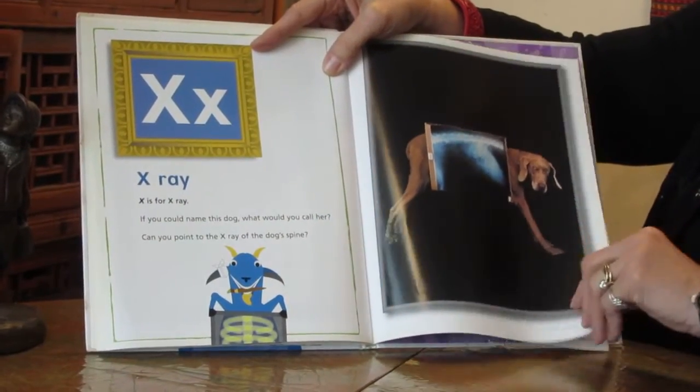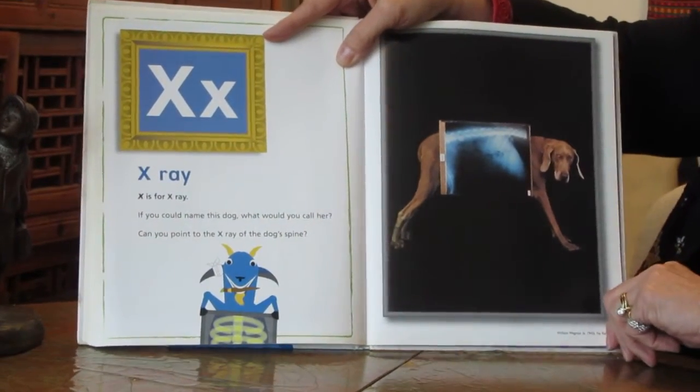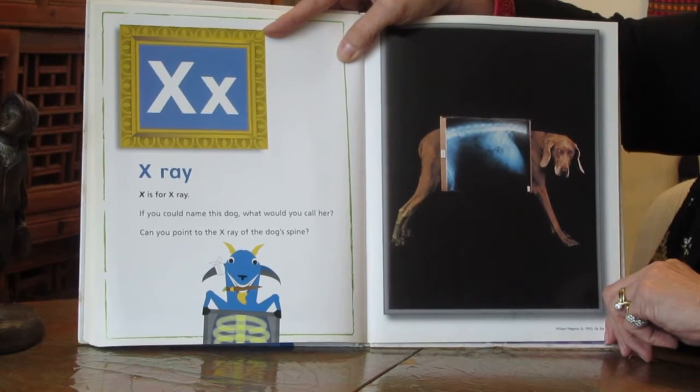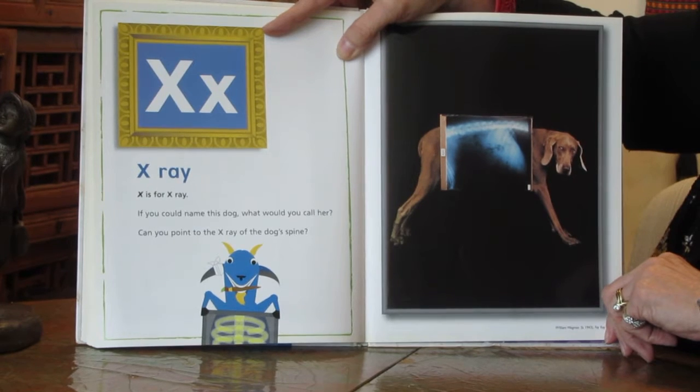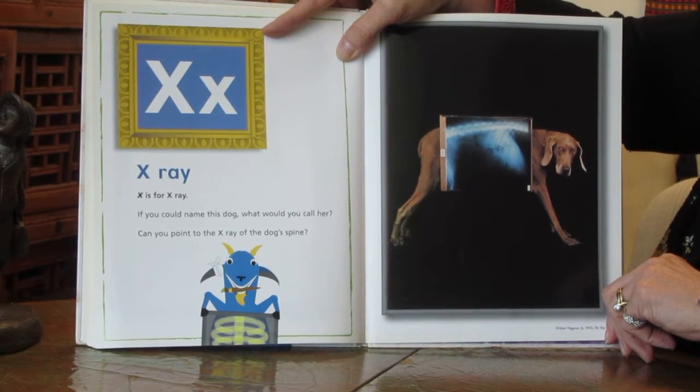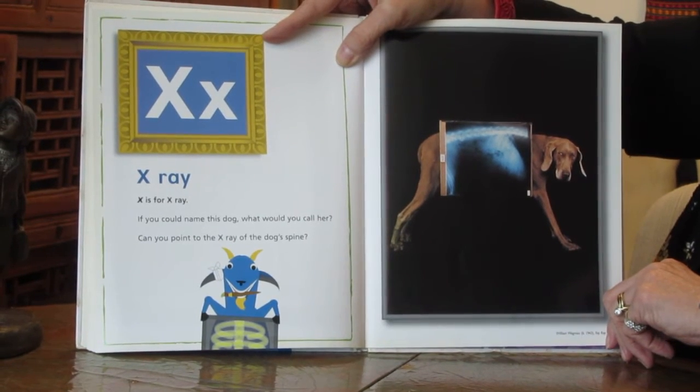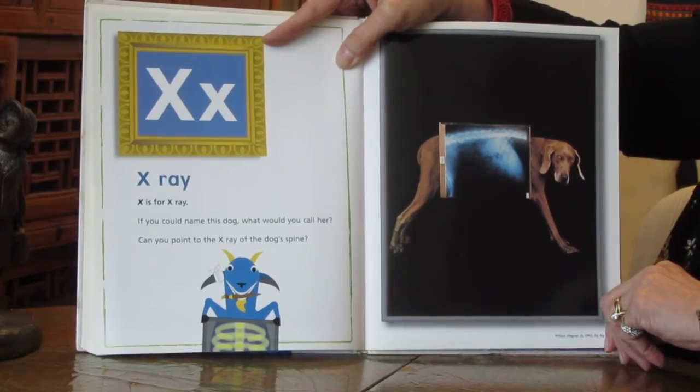X, X-ray. X is for X-ray. If you could name this dog, what would you call her? Can you see the X-ray of the dog's spine?